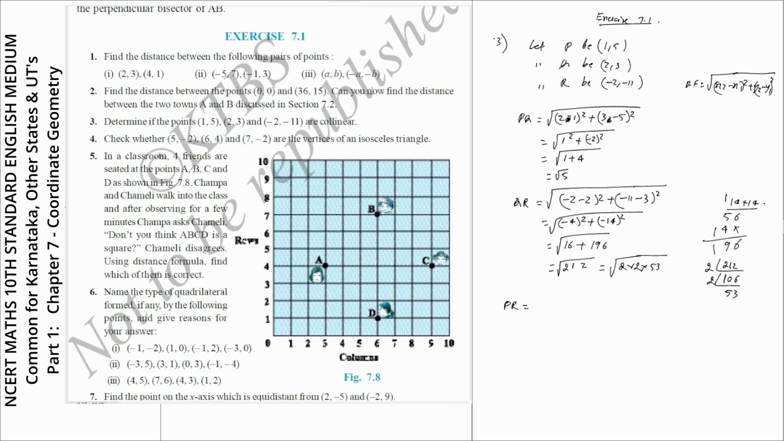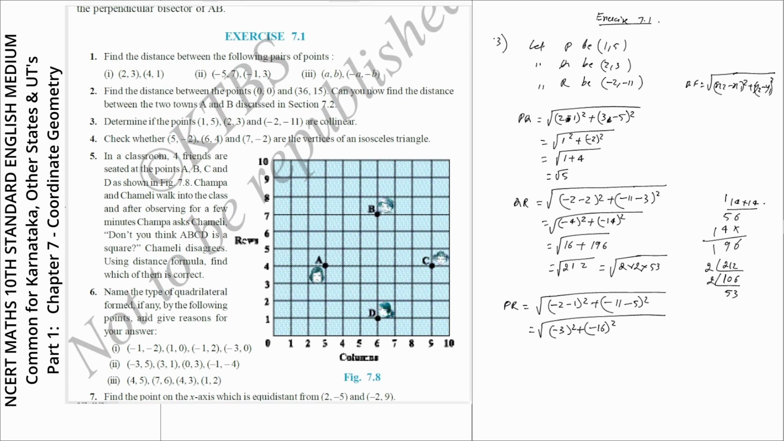PR is given by the square root of (x2 minus x1) the whole square, that is (minus 2 minus 1) the whole square, plus (y2 minus y1) the whole square, that is (minus 11 minus 5) the whole square. So this is equal to, minus 2 minus 1 is minus 3, minus 3 the whole square, plus minus 11 minus 5 is minus 16, minus 16.